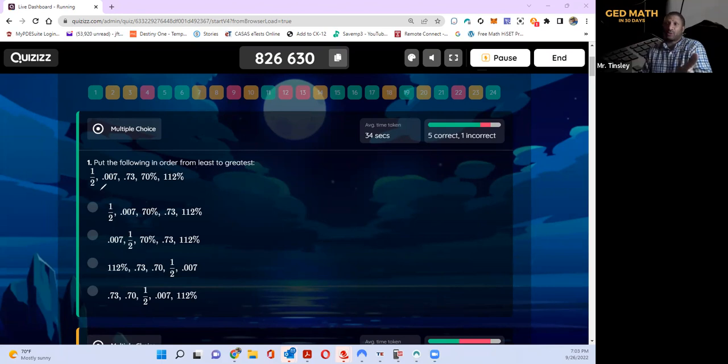Watch this. So if I look at this first one, 1/2, 0.007, 0.73, 70, 1.12. So right away, if I'm going from least to greatest, I know my first one is 0.007. Because there's no other number that's in the thousandths. That's the smallest one. So right away, I don't even have to change all the decimals. I just had to find the smallest one and do my multiple choice. I'm done. So that's the answer there. I didn't have to go through all of them. I just had to go through what is the lowest one, 0.007.